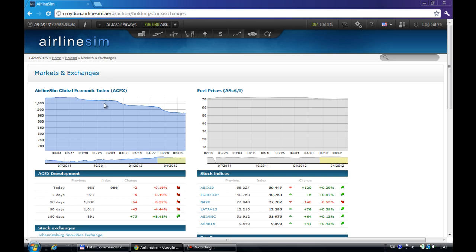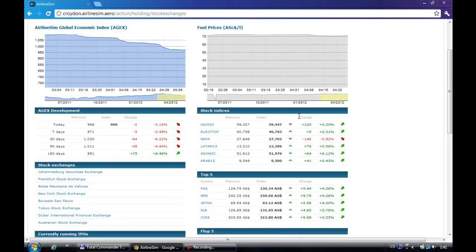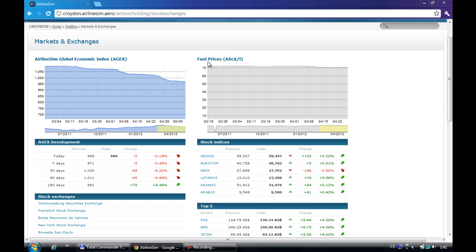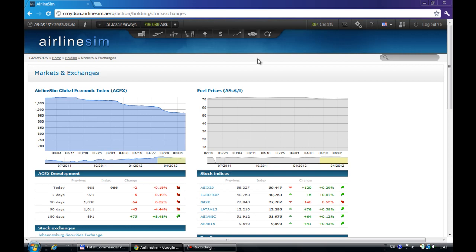Generally, this is similar to the fuel prices in Airlinesim, which I talked about previously. So you already know that they are dynamic. Both should be strictly random. However, now that I think of it, I think fuel prices are connected to real world data, but the AGEX is really random. Okay, well, that's one of the things I wanted to talk about.